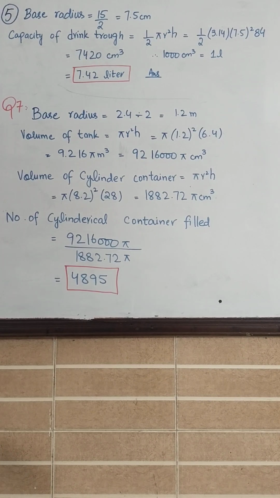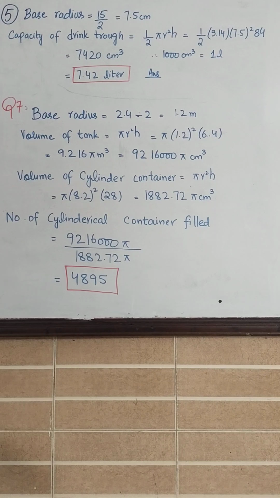You can also put the value of pi, but here I am not putting it, for a reason I will tell you later. Next you have to calculate the volume of the cylindrical container. Again the formula is pi r square into h. Put the values in the formula because here we are given the radius, and we will get 1882.72 pi centimeter cube. This is the volume of the container and the above is the volume of the tank. Both the units are the same now. We have converted both of them into centimeter cube.